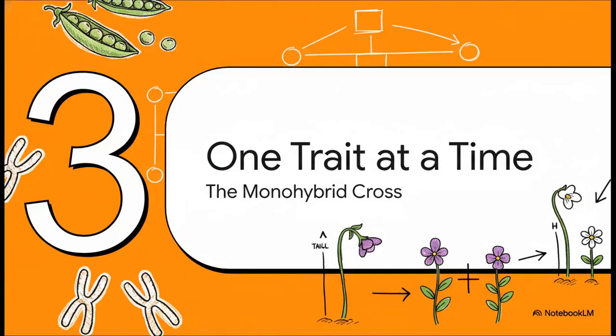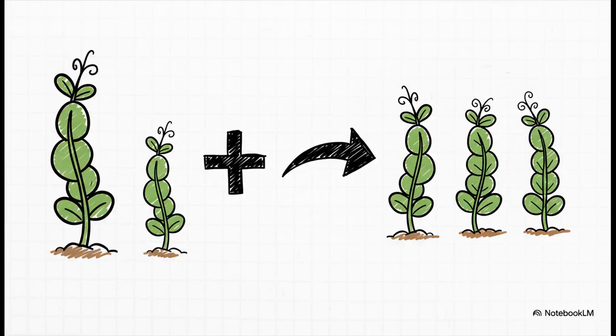Okay, now that we've got the lingo down, let's see how Mendel put it all into action. We're going to start with his simplest, but maybe most brilliant experiment, the monohybrid cross. That's just a fancy way of saying he was tracking one single trait at a time. So here's what he did. He took a purebred tall plant, meaning it only had tall alleles, and crossed it with a purebred dwarf plant. Now, you'd probably think the baby plants would be somewhere in the middle, right? Some medium height? Nope. What he found was that every single one of the offspring was tall. Every single one. That was his first big clue that the tall allele was dominant.